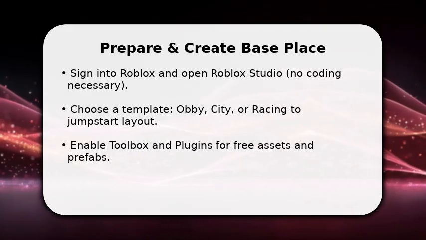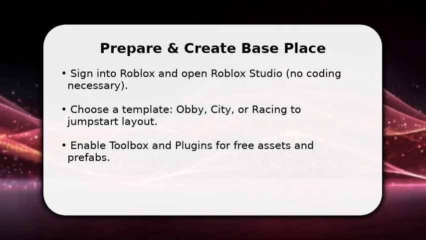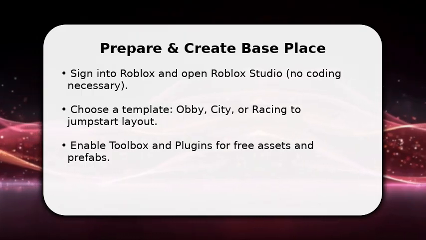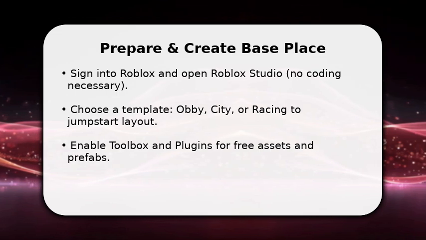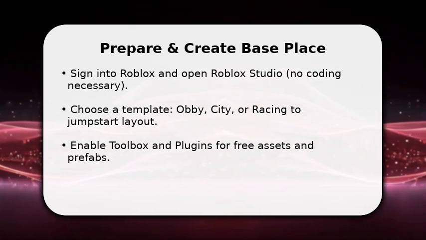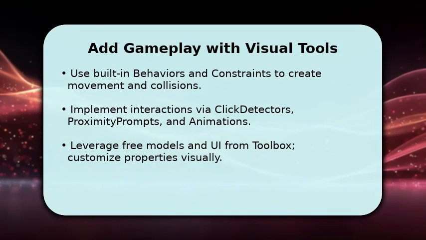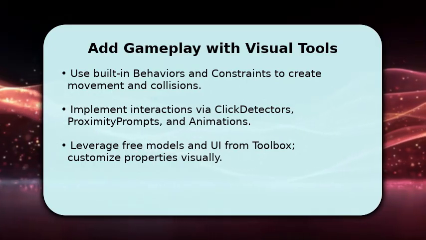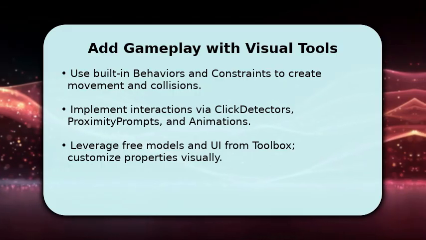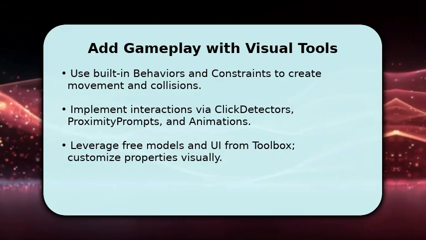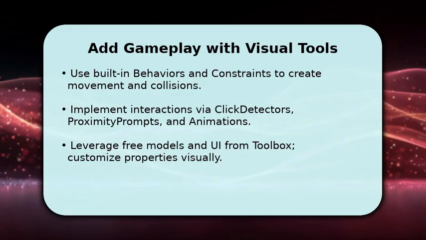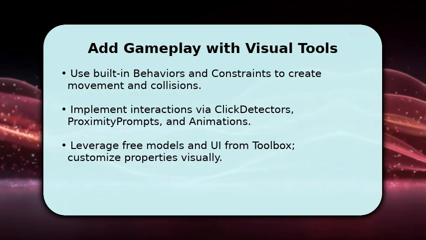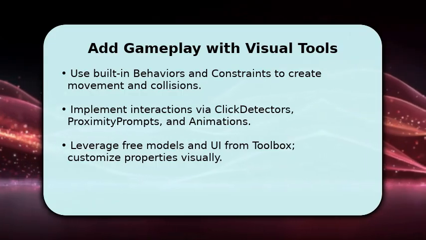Make sure to enable plugins like Model Resize and Terrain tools to speed construction. These replace scripting for many interactions and let you iterate visually. Now you add gameplay using Roblox's visual systems. Attach click detectors to objects for pickups, place proximity prompts for doors and chests, and use constraints for puzzles and moving platforms. You'll animate NPCs and players via the animation editor, then connect UI buttons to actions through properties and events configured in the Properties panel.